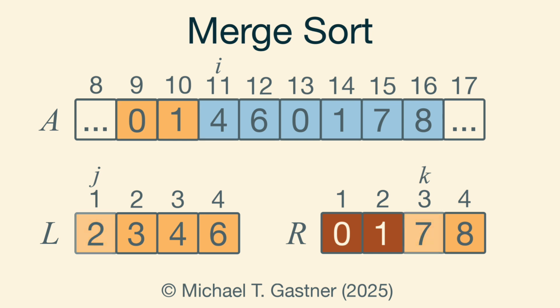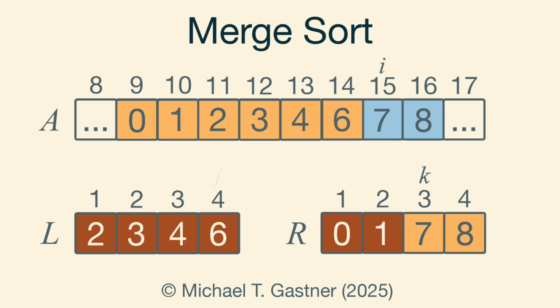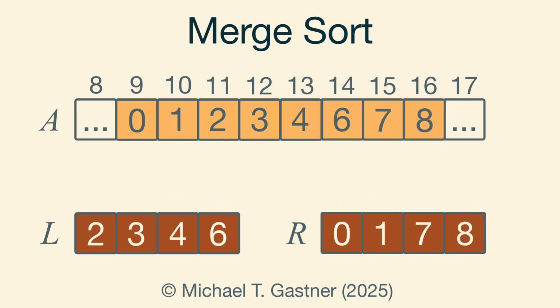We continue this process. 2 is compared with 7, and because 2 is smaller, it is placed at index I, and J shifts to the next element. This pattern of comparing and copying continues until one of the subarrays, L or R, is fully traversed. Once all elements in L have been processed, any remaining elements in R, in this case 7 and 8, are directly appended to A. The final sorted sequence in A is 0, 1, 2, 3, 4, 6, 7, and 8.